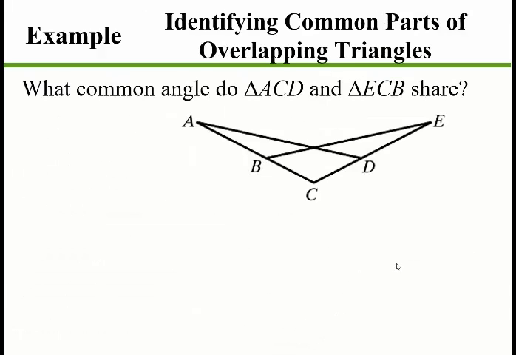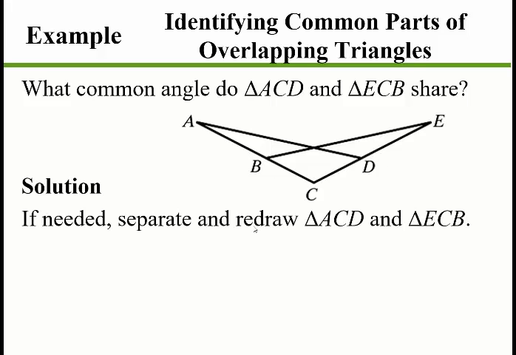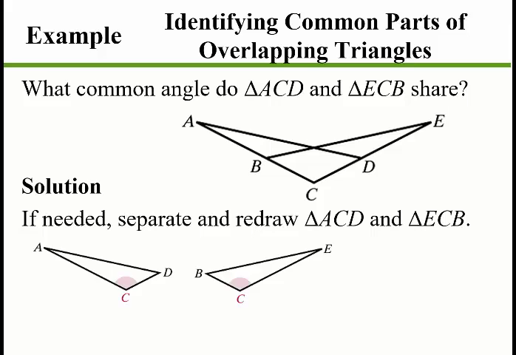All right, let's do another one. This is identifying common parts of overlapping triangles. What common angle do triangle ACD and triangle ECB share? Well, if needed, separate and redraw the two triangles. All right, so triangle ACD and triangle ECB, and you can see that they share this common angle C.